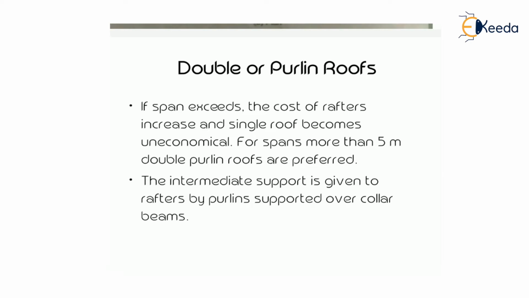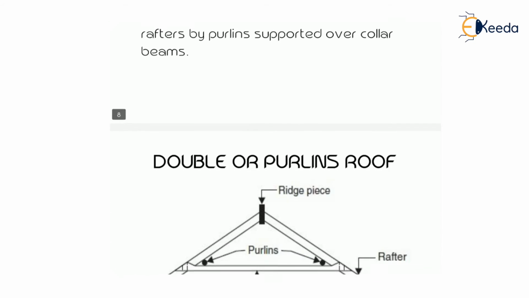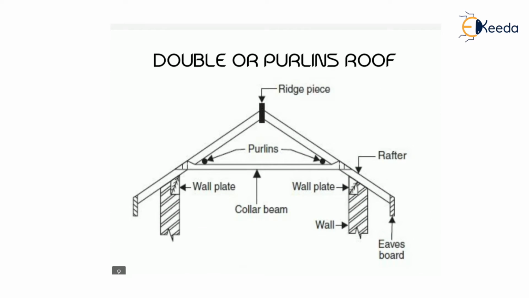The intermediate support is given to the rafter by purlins supported over a collar beam. What is meant by collar beam? We already said. This is the diagram of a collar beam. This is the collar beam. We can see it in a single roof truss, and this is the image of a double purlin roof. For exceeding 5 meter span, in that case we provide the double purlin roof.